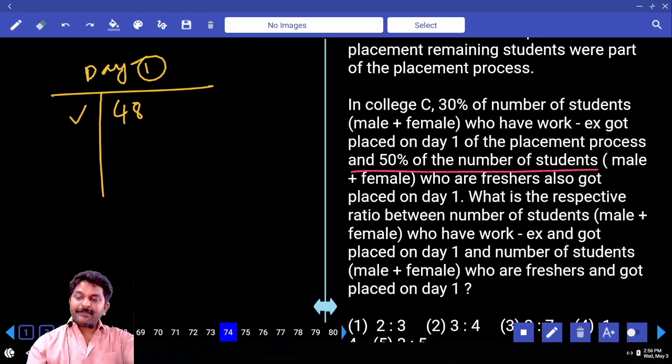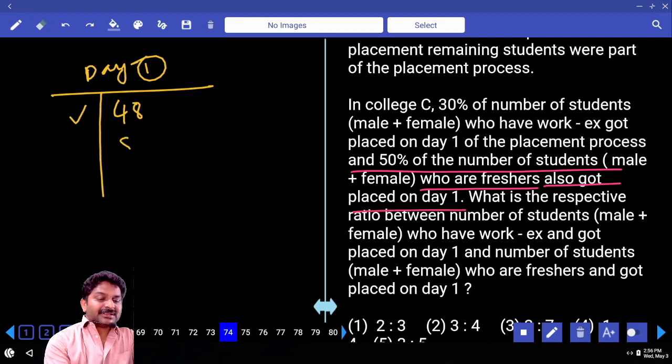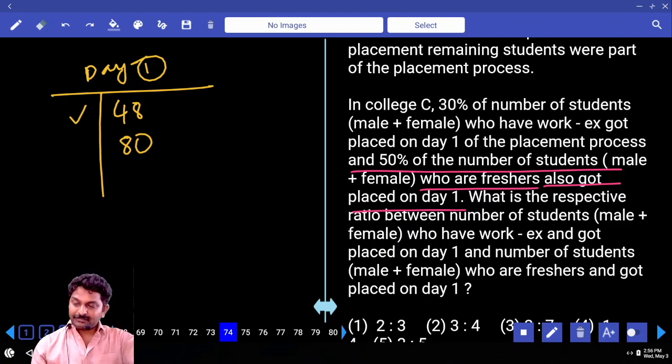And 50% of the number of students who are freshers. How many freshers are there? 160. 50% of them? 80. Also got placed on day 1. That means 80 people also got the job on day 1.